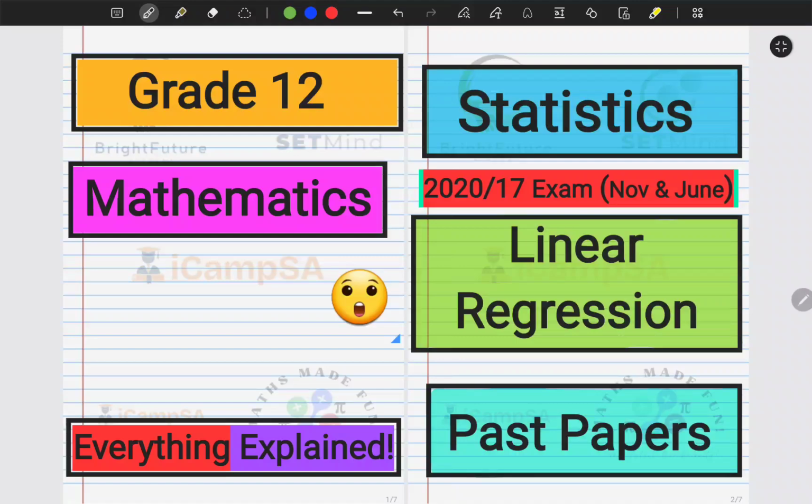This edition, we're looking at linear regression, still on statistics, and our focus is the 2020 and 2017 exam, that is the November and the June exam respectively. This is grade 12 mathematics, so let's go and have a look at the questions.